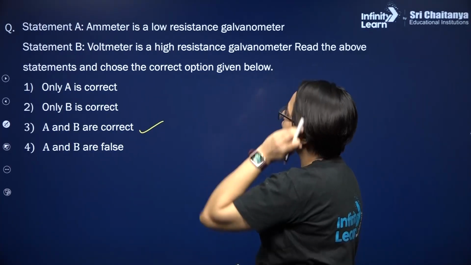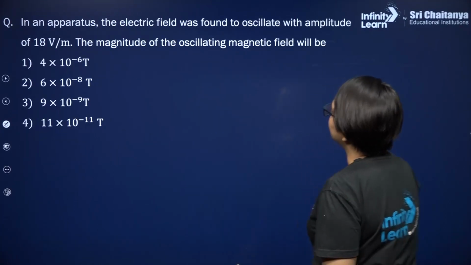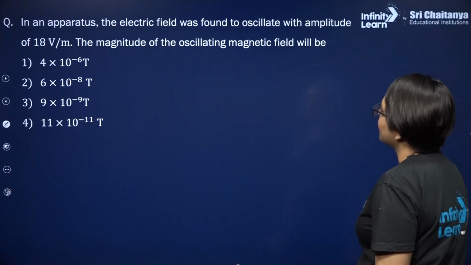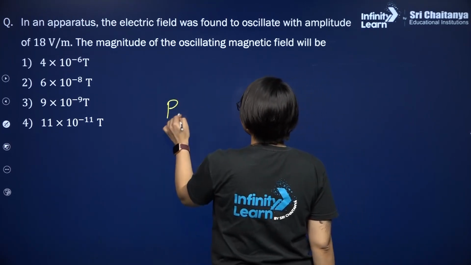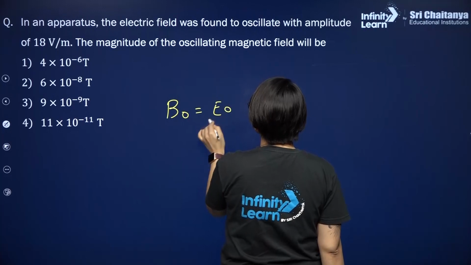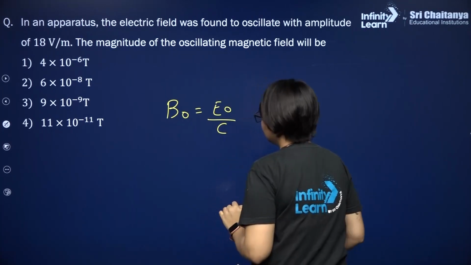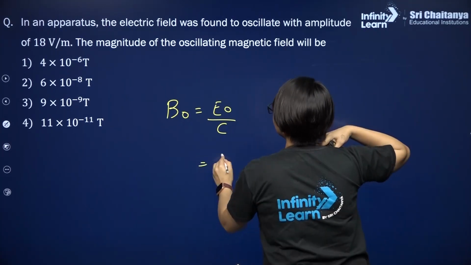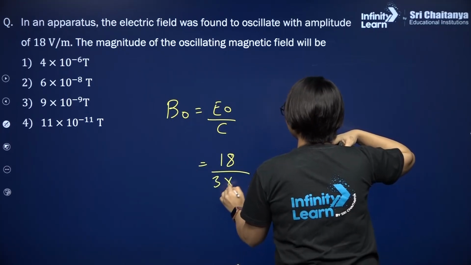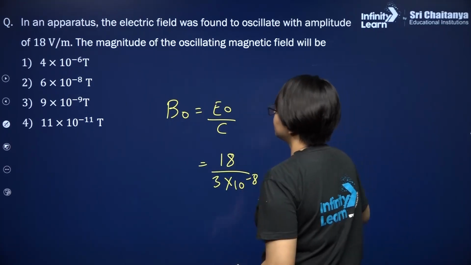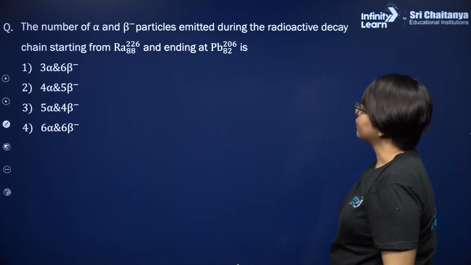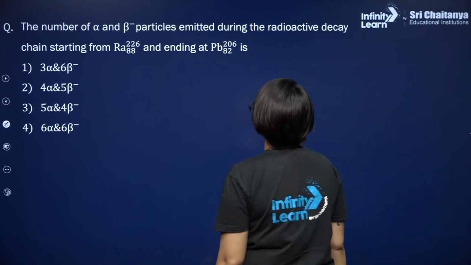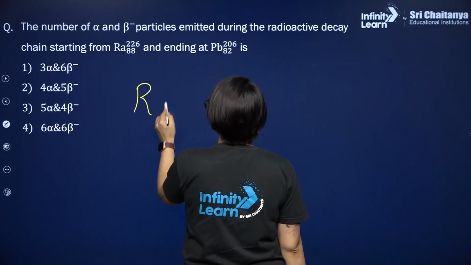Next is, in an apparatus, the electric field was found to oscillate with the given amplitude. The magnitude of the oscillating magnetic field will be B naught is E naught upon C. So, over here this will be 18 divided by 3 into 10 power 8, that is 6 into 10 power minus 8 Tesla.